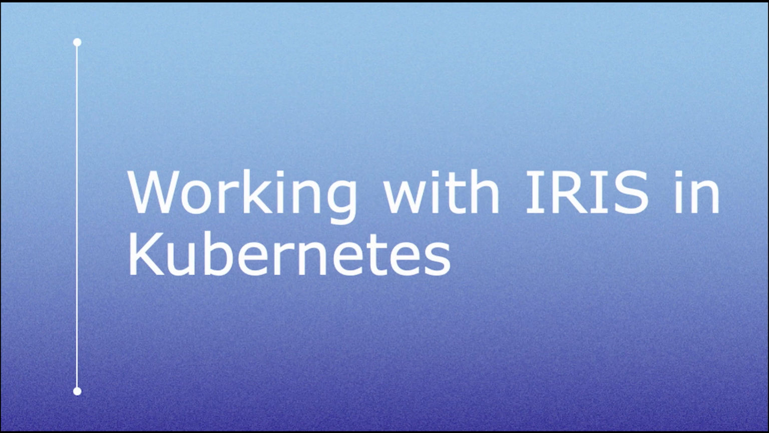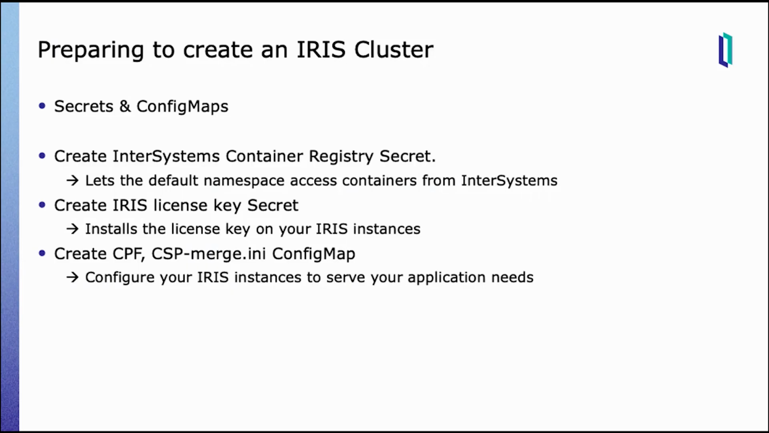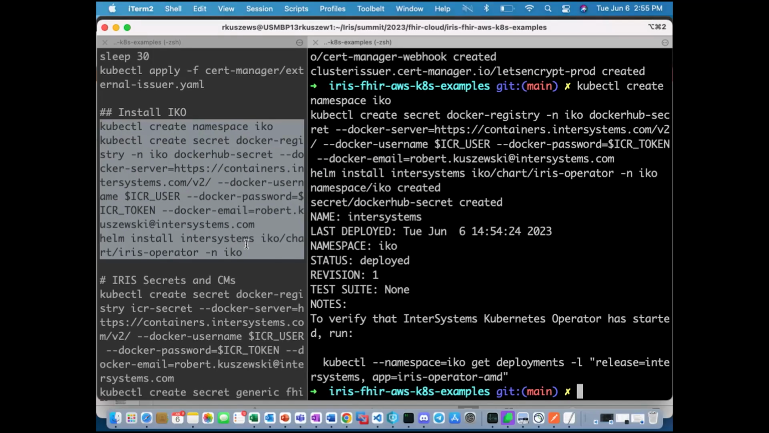So now it's time to create our first IRIS cluster. You're going to need a few things. You're going to need to be able to talk to the InterSystems container registry, because that's where the IRIS containers are. You're going to need a secret that is your IRIS license key. You'll create that in Kubernetes. And then you'll create a config map of any CPF file or CSP merge file that you might want to configure your IRIS cluster or your web gateway. So I'm going to go ahead and create those.